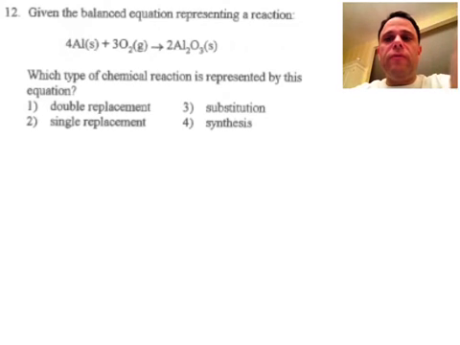All right, now to a very straightforward question, number 12. It says, given the balanced equation representing a reaction, we have 4 moles of aluminum solid with 3 moles of O2 gas combining to form 2 moles of aluminum oxide. So we have 2 separate substances combining to become one substance. This has to be a synthesis reaction.